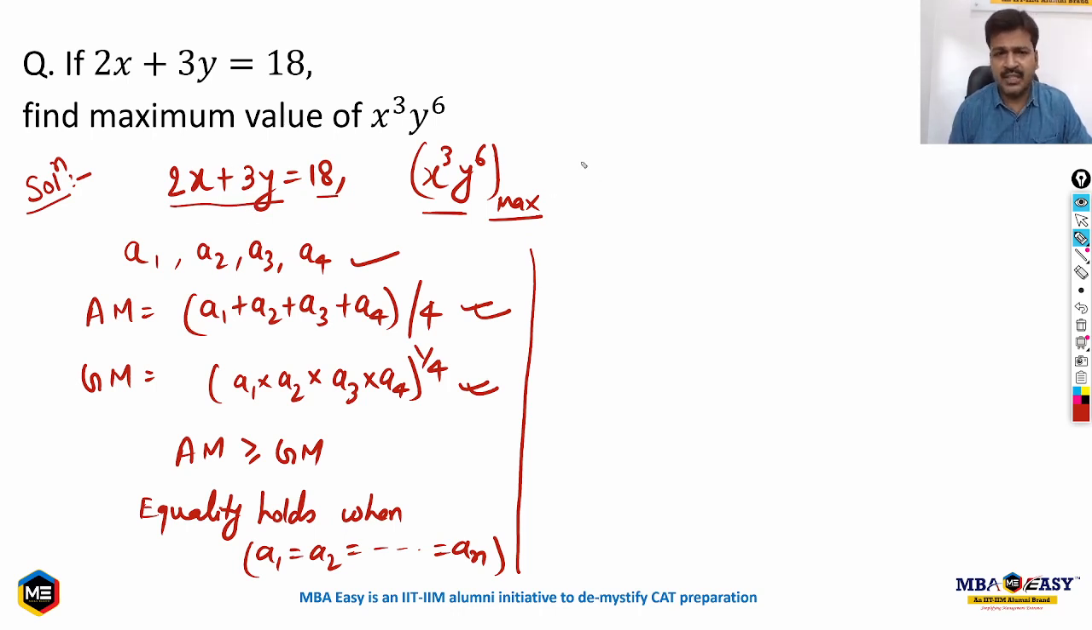Let us attempt this question. See, here it says 2x plus 3y is equal to 18. Now see, if you break it like this, 2x is x plus x and this 3y is y plus y plus y, right? 2x plus 3y is equal to 18.